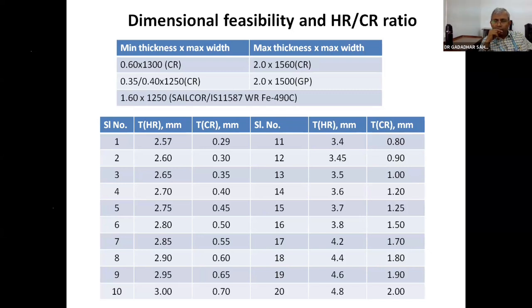Okay, let me clarify. When the input material is 4.8 mm, we are getting 2 mm. So we will not go to 2 mm. We will make it 3 mm. No issue. If you need 3.5, that can also be produced.